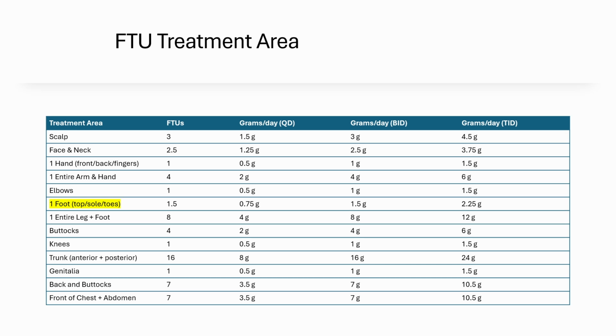So if 1 foot needs 1.5 fingertip units, we're going to multiply that times 2, which gives us a total of 3 fingertip units per day. So 3 fingertip units per day times 14 days would give us a total of 42 fingertip units. And if each fingertip unit is equal to half a gram, that would give us a total of 21. So 42 times half a gram gives us 21 grams.